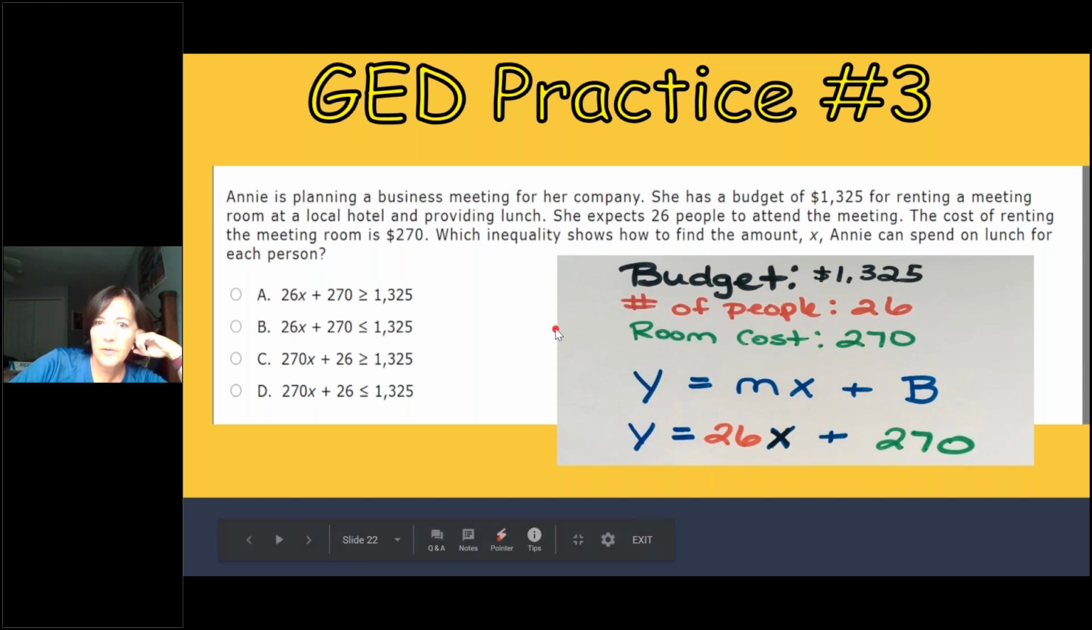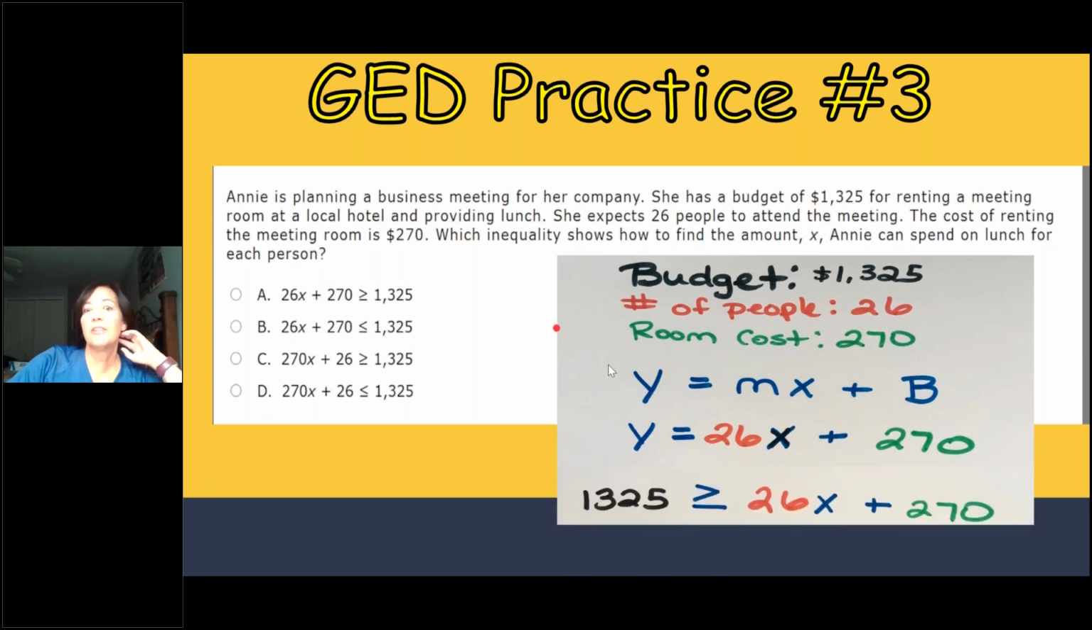So let me see if I wrote it. I did. Good. So I substituted my total budget, the total amount of money I'm allowed to spend, for my dependent variable right here. So now we just have to ask ourselves, the right side of the equation is our total cost that we're going to have to pay. And the left side of my equation is the total amount of money we have. So we ask ourselves, do we want to keep our costs less than our budget, or do we want our costs to be more than our budget?